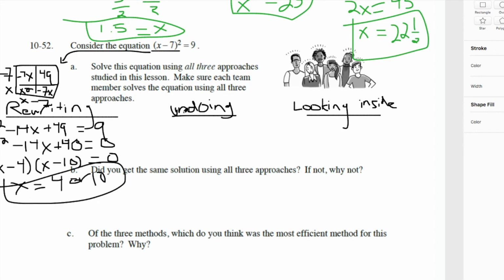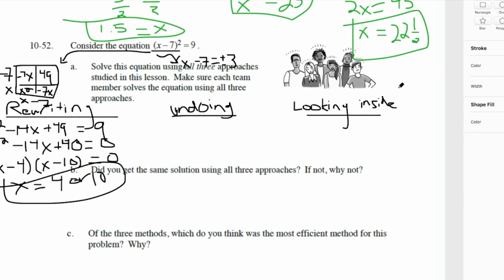Cool. Let's see if we can do it through undoing. Undoing would involve taking the square root. So undoing is taking the square root of both sides, x minus 7. And if we took the square root of both sides, we would have to have a plus or minus in front of whatever the square root of 9 is, which would have to be 3.